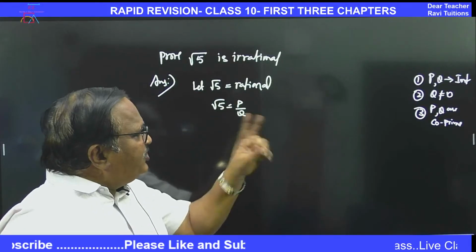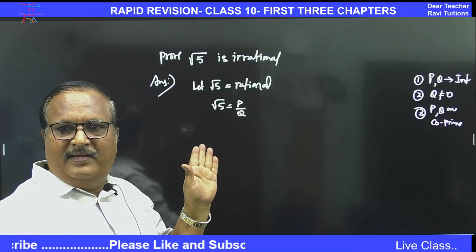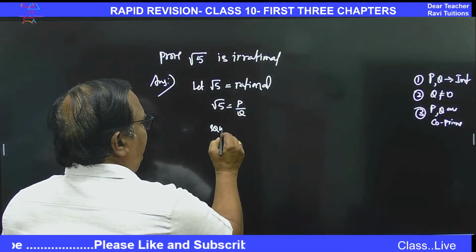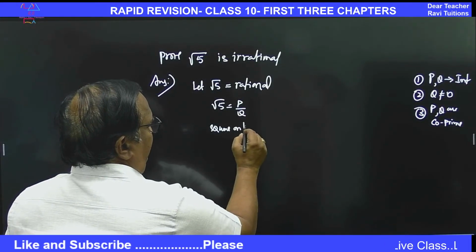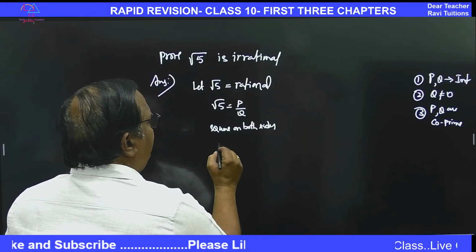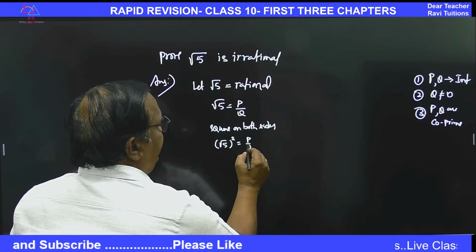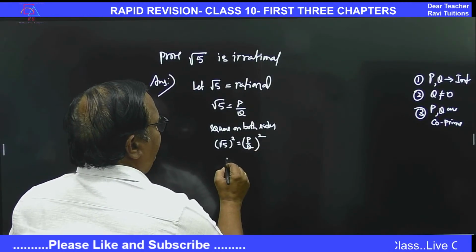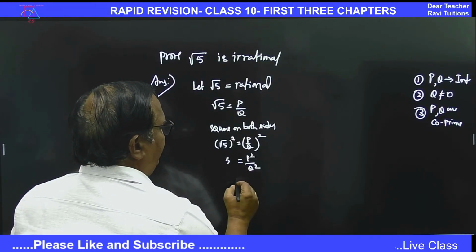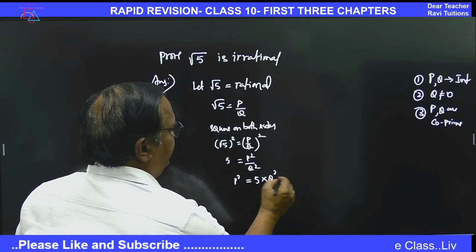So now let us check whether it is a rational number or not. पहले root निकाल देते हैं. Let us remove the root, square on both sides. Then what happened? Root 5 whole square is equal to p by q whole square. So 5 is equal to p square by q square, and p square is equal to 5 into q square.